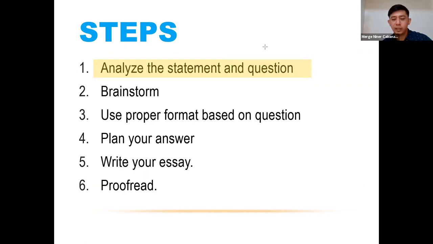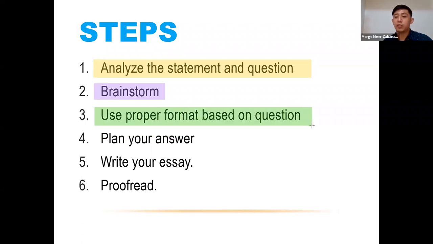Brainstorm: you have to think about ideas. Why did this topic come into the picture? What happened? Why is this a topic that I'm going to talk about now? Use the proper format based on the question, since by understanding the statement of the question, we will get an idea what type of instruction this is. And if it is open-ended, we have to use the format for open-ended.